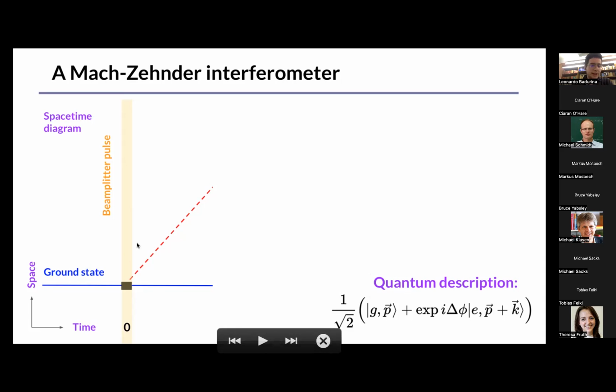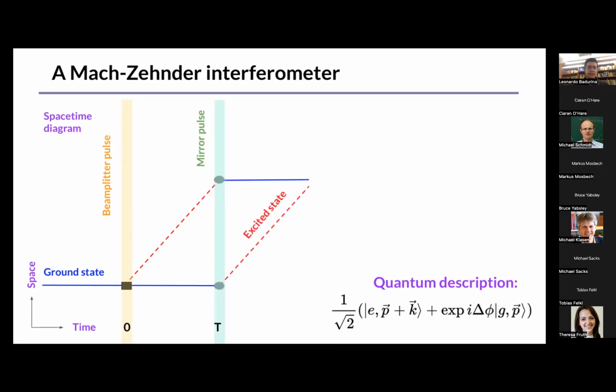Okay, so after the application of this beam splitter pulse, I created this quantum superposition. So I let my quantum system evolve in time. And then what happens is that at a time t, which we call the interrogation time, another important concept, one applies a mirror pulse. And this mirror pulse, if you recall, inverts the internal state of the atom.